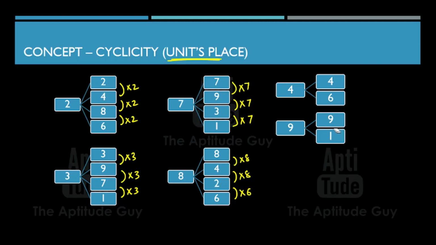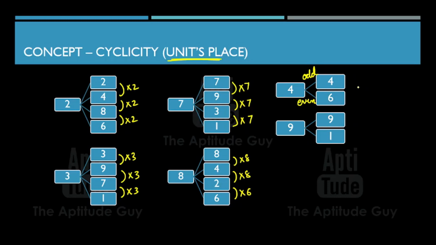Now this gives rise to a beautiful conclusion. Since the power cycle has only two terms, we don't really care much about the power. We only care if the power is odd or even. For example, if you have a number ending with 4 and the power of that number is an odd number, then the units place of that expression is 4. But if the power is an even number, then the units place is 6.